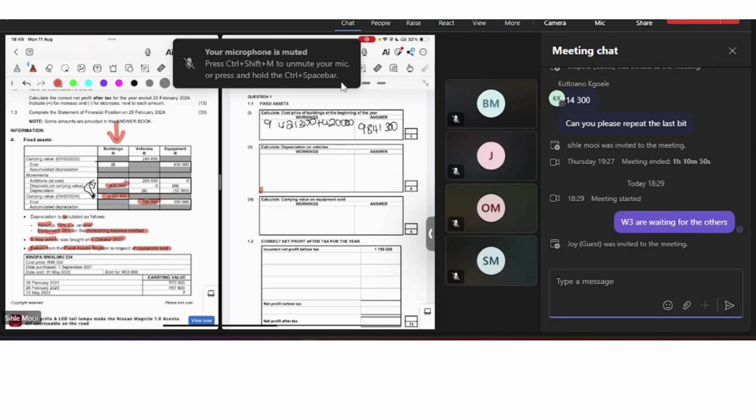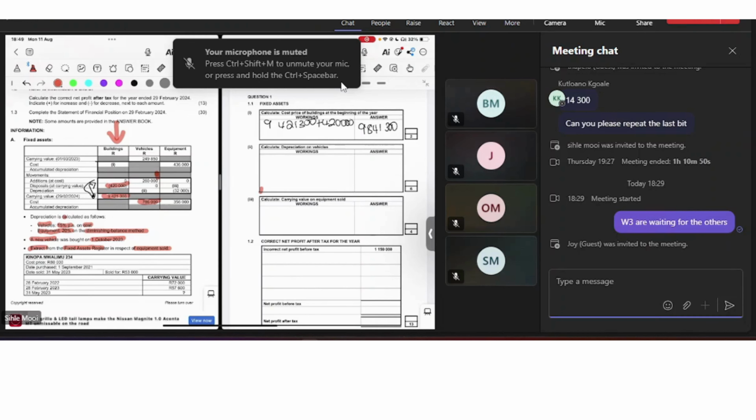Now they told us that vehicles is calculated at 15% per annum on cost, meaning we don't need the accumulated depreciation. We just need the cost of the old and the new. Now let's start with the easier one, which is the new one. It's been given there that it's 260,000. And then we're told this was purchased on the 1st of October 2023.